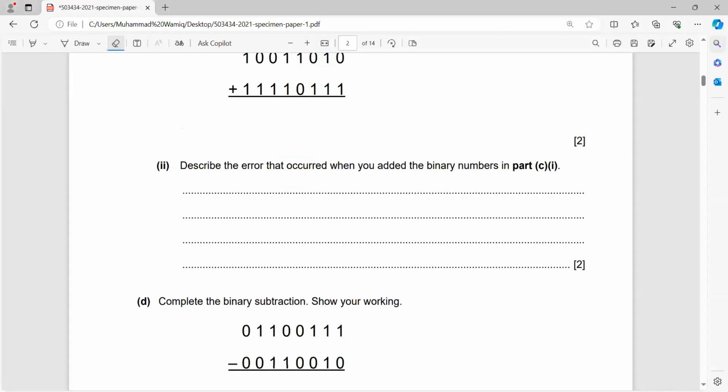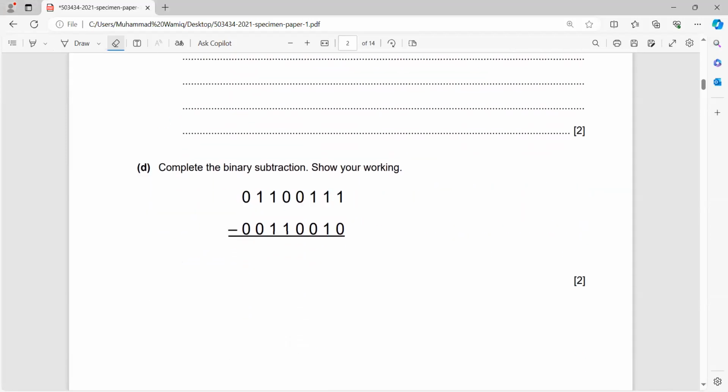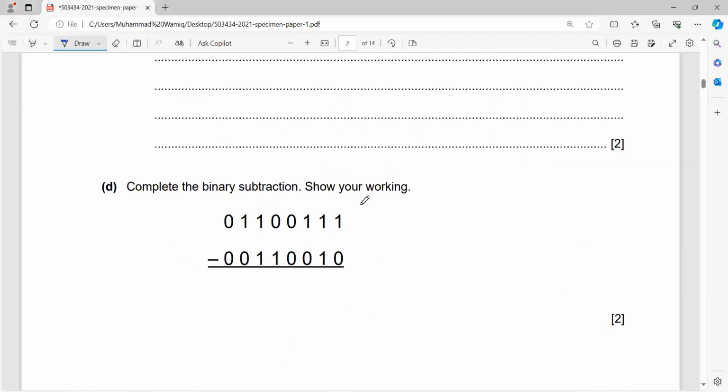Now, this is a question from your 9618 A Level paper, and here I need to complete the binary subtraction. So, let's implement the rules that we have just discussed, so that we can see how we can solve a question like this. So, starting from the right hand side, first of all, I have 1 and 0. So, the first one is the greater value. That means that it can be subtracted. So 1 and 0, it gives me 1 back.